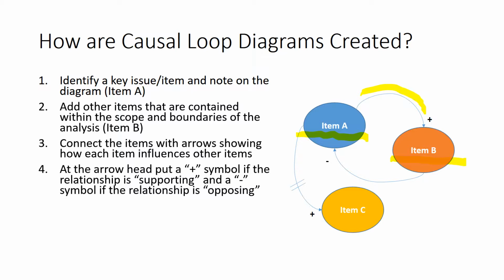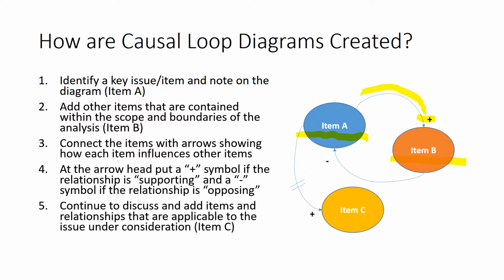And at the head of the arrow, you put a positive symbol if the relationship is supporting, and a negative symbol if the relationship is opposing. I'll talk about this later. And then you continue to discuss and add items and relationships that are applicable to the issue under consideration. So here's another item here, C.